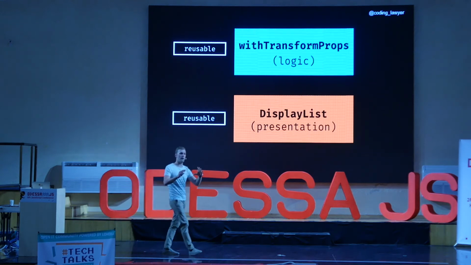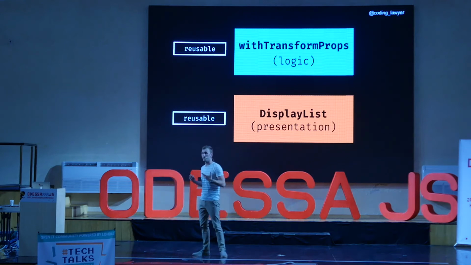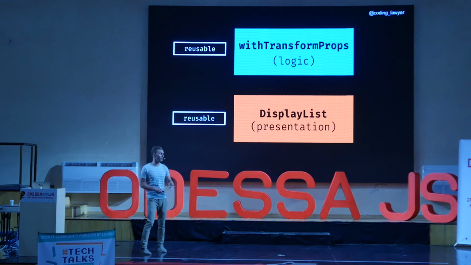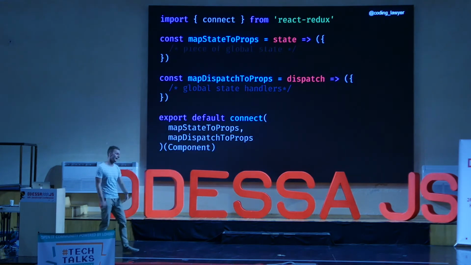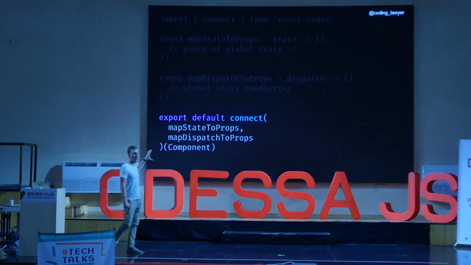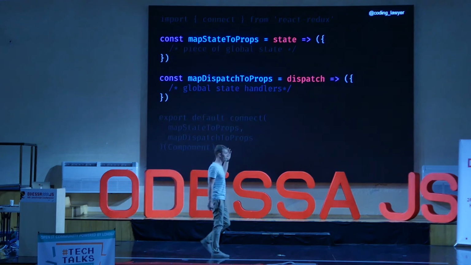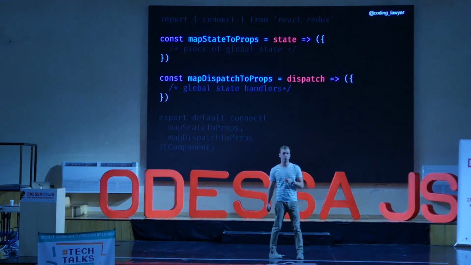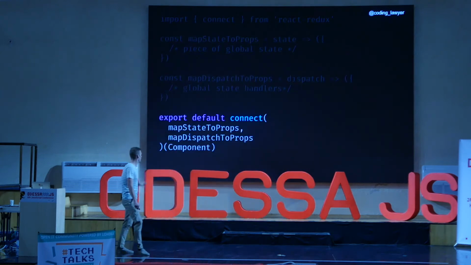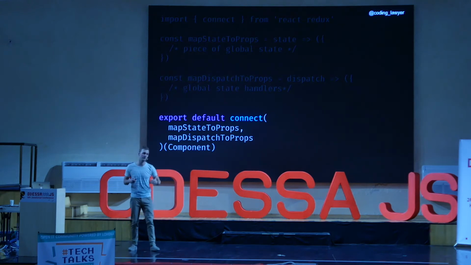And this pattern, by passing configuration arguments, is really common for higher order components. If you know Redux, who uses Redux? Raise your hand, please. Cool. If you use Redux, you know the connect higher order component. And it's still the same idea. Connect takes two configuration functions, mapStateToProps and mapDispatchToProps. mapStateToProps returns a piece of state. mapDispatchToProps returns some global state handler. And what connect does is it calls the functions and passes the result to the component, injecting the result as props. So it's still the same idea.